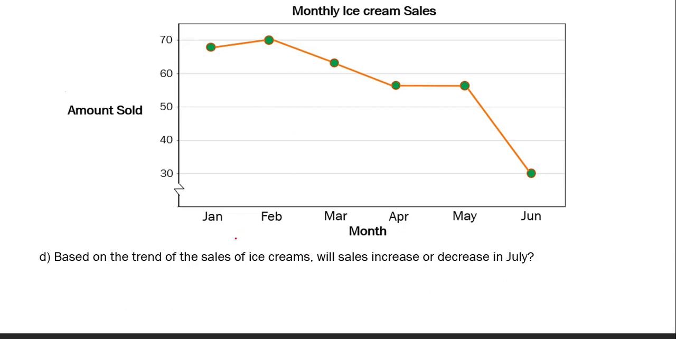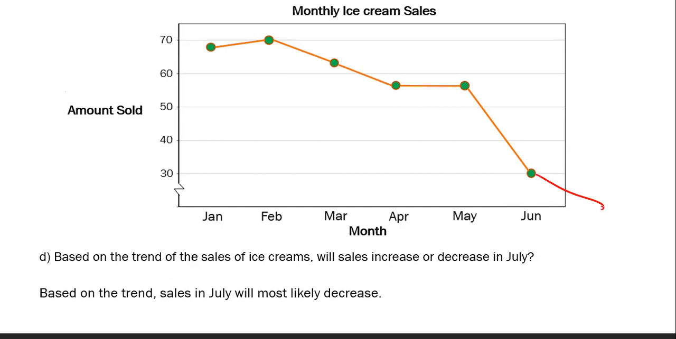Part D, based on the trend of the sales of ice cream, will the sales increase in July? If you were to look ahead and make a prediction, will the sales increase or decrease? Well, we're talking likely here. We don't know exactly what would happen, but what might happen based on the trend. From Feb to June it's been decreasing, so it's logical to say that on the trend, July will most likely decrease. The next month might be a lower amount, like down here.